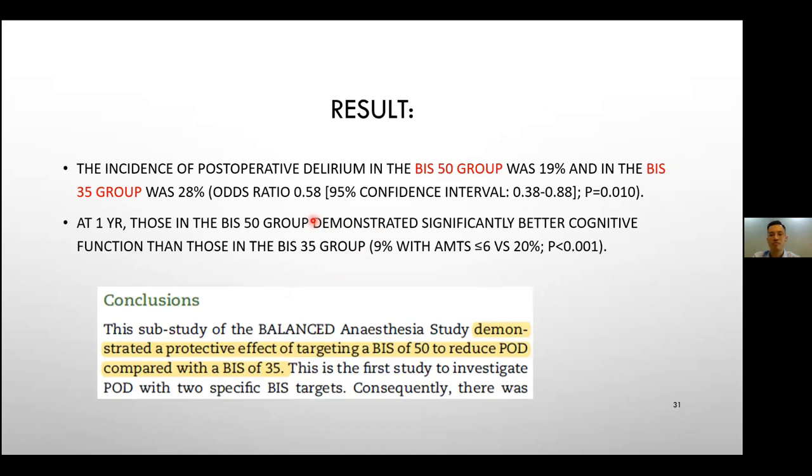And at 1 year post-op, the light anesthesia group exhibited significantly better cognitive function than those in the deep anesthesia group. And the author concludes that there's a protective effect of targeting a BIS of 50 to reduce post-op delirium compared with BIS 35.